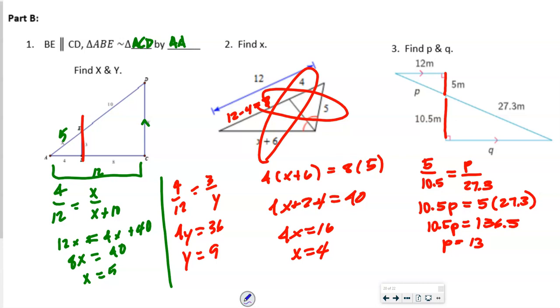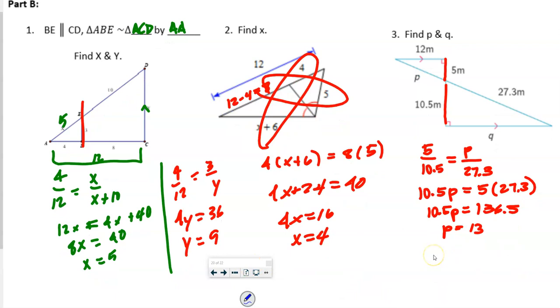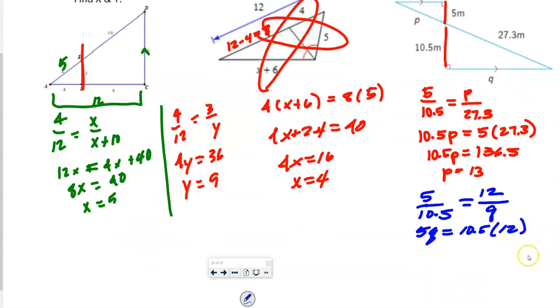Then we're going to do the other one, and we're going to use the same ratio again, okay? So we're going to use our 5 over our 10.5, and we're going to set that equal to now our 12 over our q. So here we go again, multiplying. So we're going to get 5q is equal to 10.5 times 12, and that was 126. So 5q equals 126. Divide both sides by 5, and q is equal to 25.2.